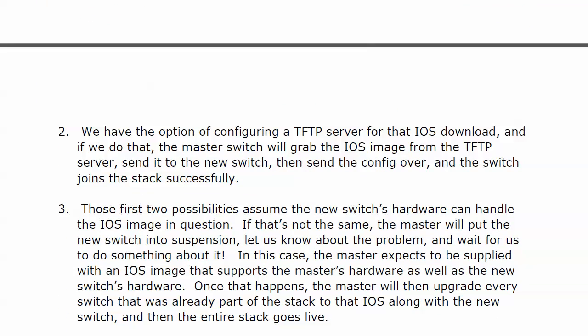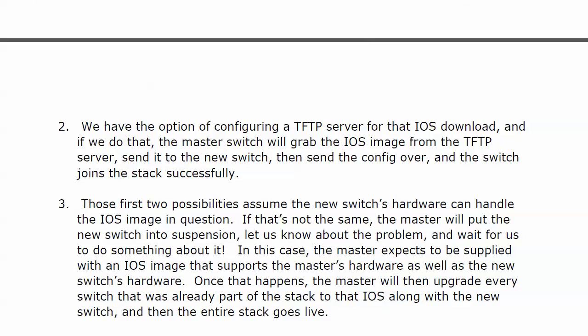Now the second one, we have the option of configuring a TFTP server for that IOS download. That should sound familiar. And if we do that, the master switch grabs the IOS image from the TFTP server, sends it to the new switch, sends the config over, and the switch joins the stack successfully.